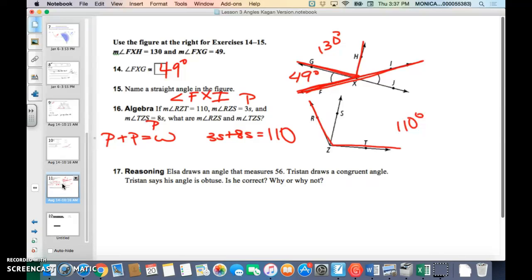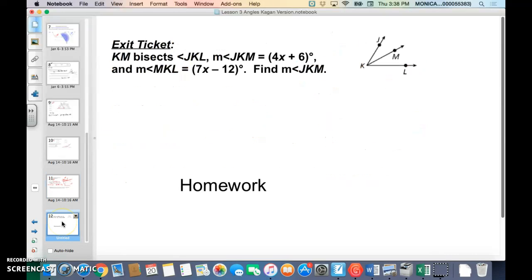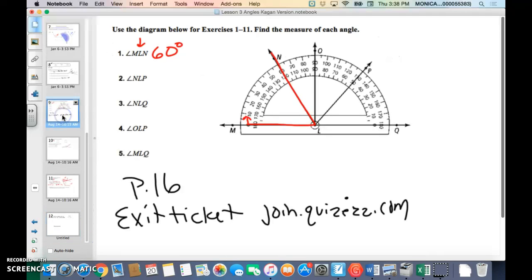All right, so again, you're going to answer the questions on page 16, and you will be completing your exit ticket for quizzes. So finish page 16 and your exit ticket.